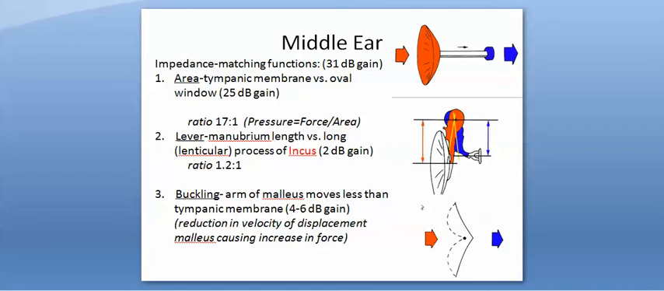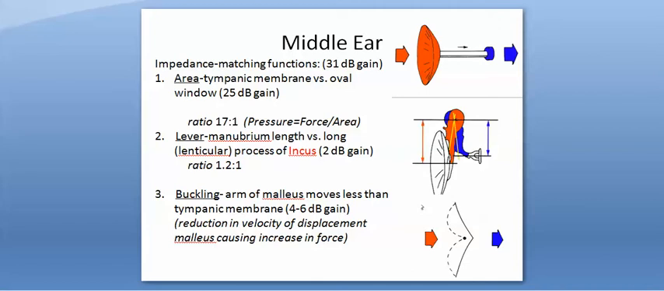So in terms of area, we have a very large tympanic membrane and a very tiny oval window. Just by taking that large area and all the force that's exerted on it and funneling it down to a smaller area, we get more force per area, right? Which means more pressure. So that's one way to get more pressure on the oval window to push that fluid.